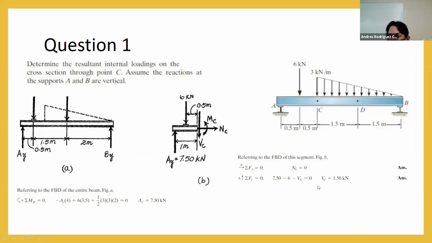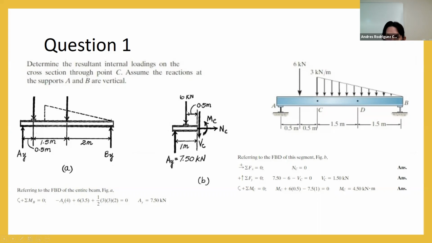So finally, we are going to have that the shear in C, VC, is going to be 1.5 kilonewtons. And after that, we can obtain the moment. That is very easy knowing the other forces. So the moment is going to be obtained using a summation of moments in C. We don't know the moment in C, that is the one that we are going to obtain.